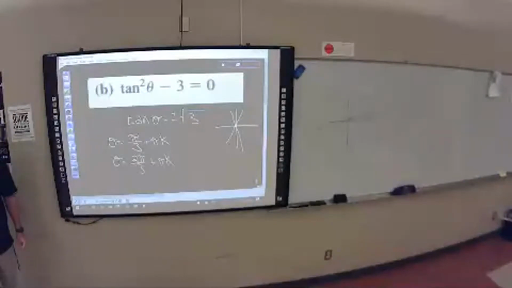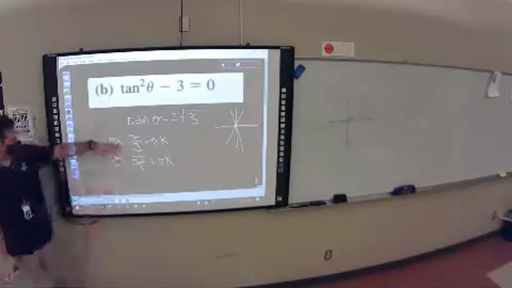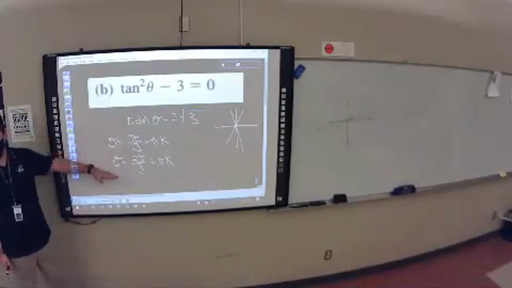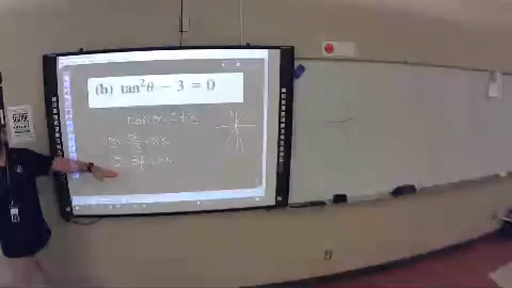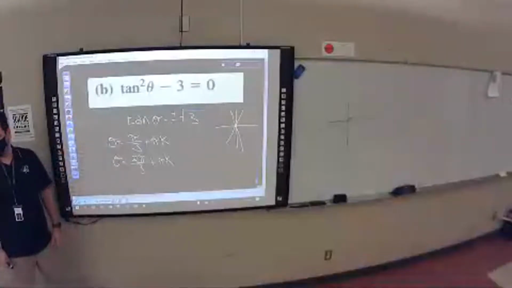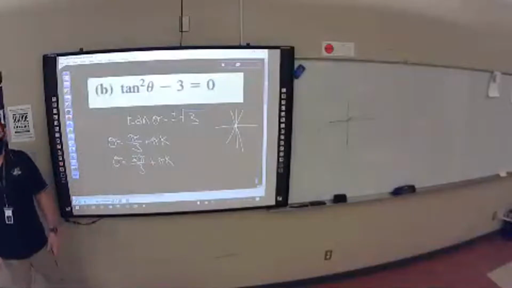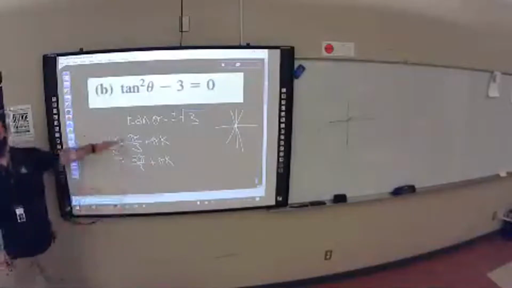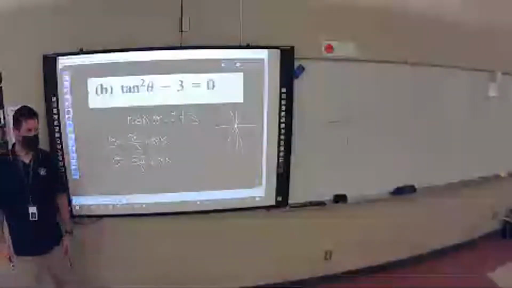Everybody okay with all that? So I know when we were talking about tangent, we really only have one of those, but the reason why we have 2 this time is because we had to do the plus or minus. And that allowed me to have 2 of those. In sine and cosine, we could have had 4 of those if we had to do the plus or minus.